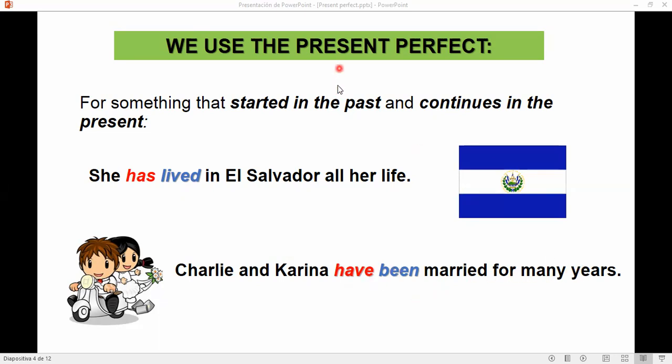Very good. Okay. So if you look here, we have has and the verb in the past participle. It is not a simple past verb. Also here we have has as an auxiliary verb and been, that is the verb to be in the past participle.